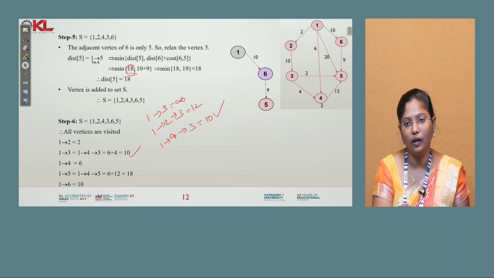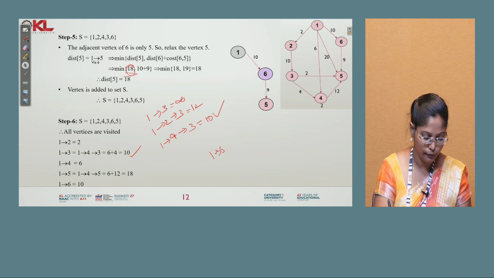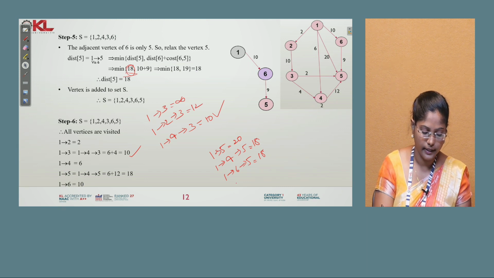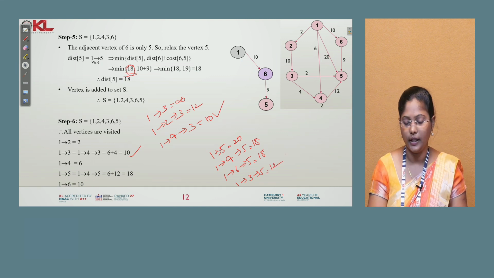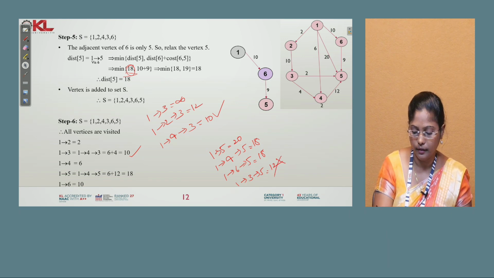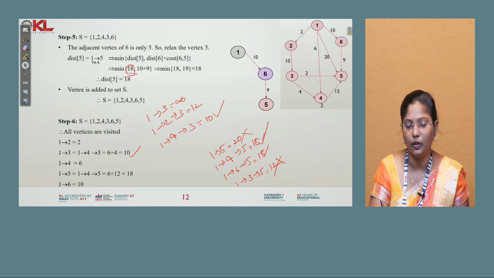Then 1 to 4 is already available, and 1 to 5 also we will check. 1 to 5 directly it is there and it is 20, and by using via 5 it is 18, and via 6 it is like this. This is the path for 5. So this is already cancelled, and these both are similar, so that's why I am considering this path. And this is also not considered because it is not a minimum value.